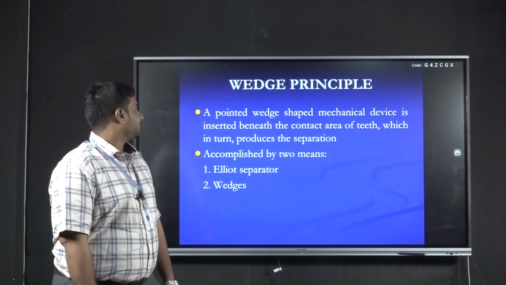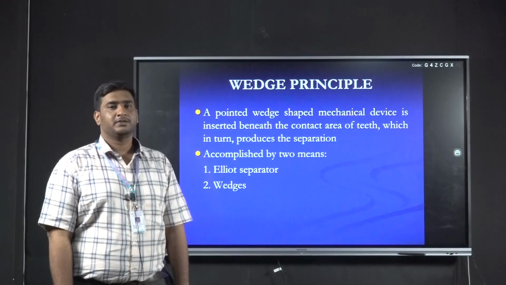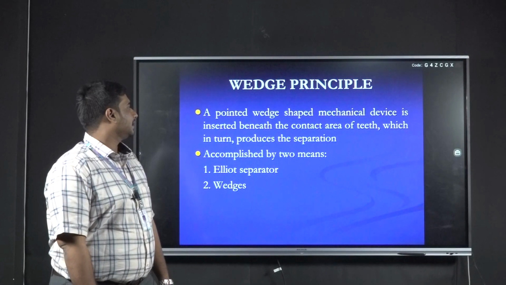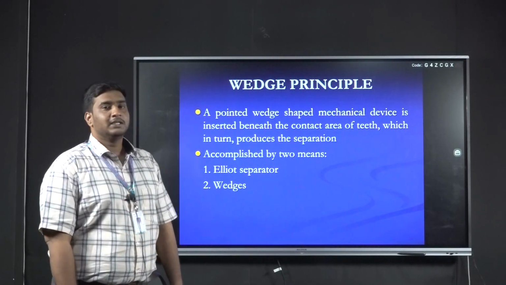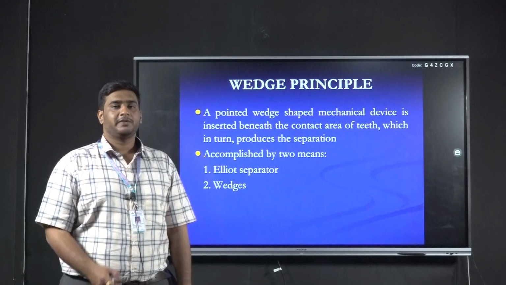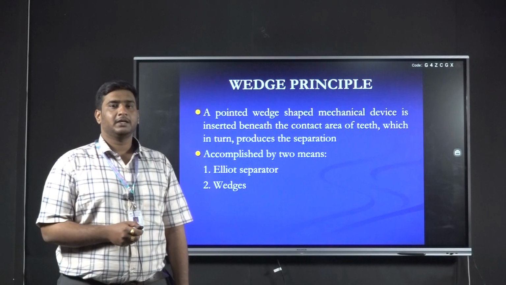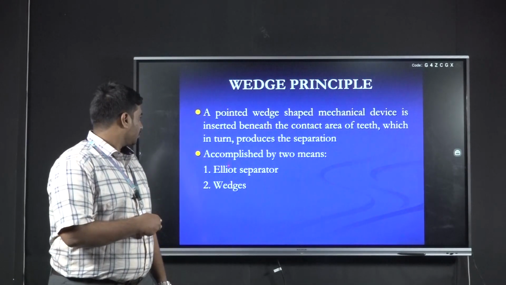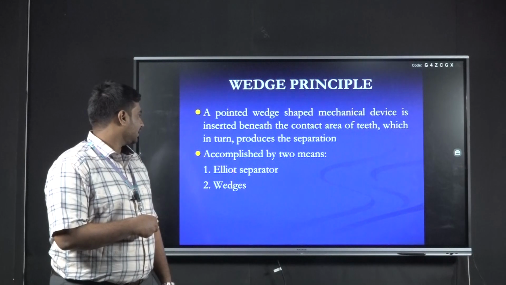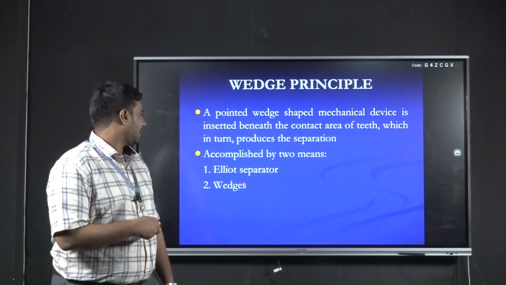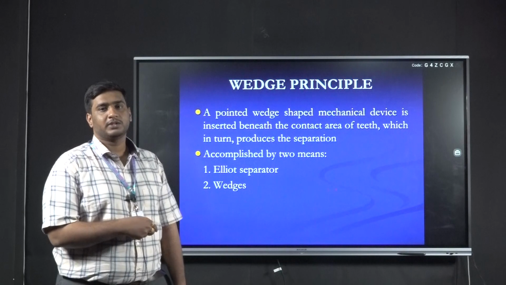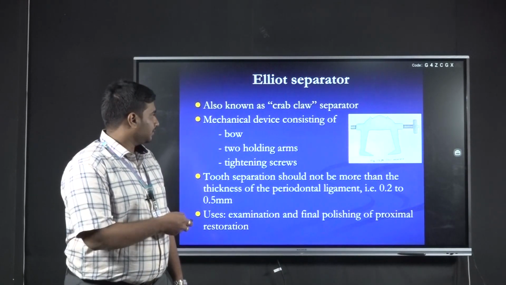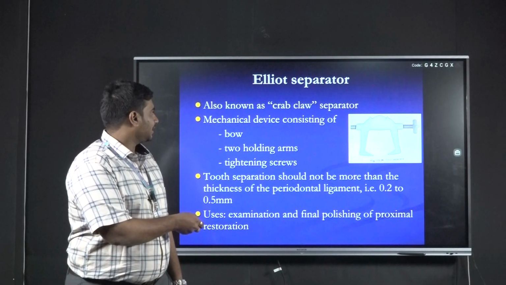So coming to the wedge principle, after the traction, the next principle is the wedge principle. A pointed wedge-shaped mechanical device is inserted beneath the contact area of the tooth, which in turn produces the separation. A wedge-shaped device is placed between the interdental region of the teeth to be separated, which causes the wedging principle and causes the separation of the teeth. It is accomplished by two means: by using a device, that is the Elliott separator, and by a manual method like using wedges.